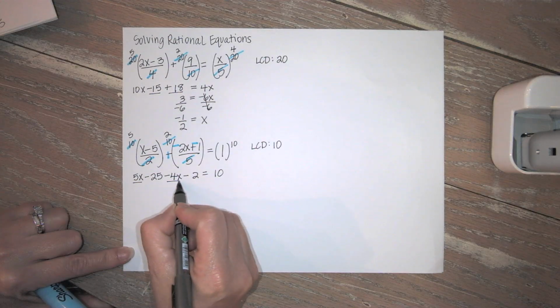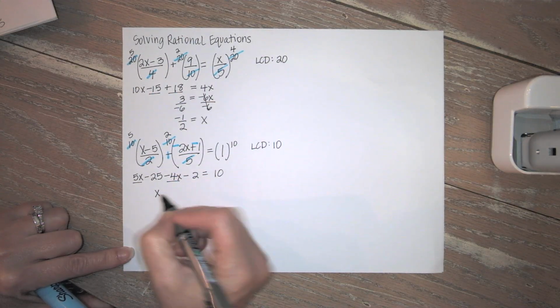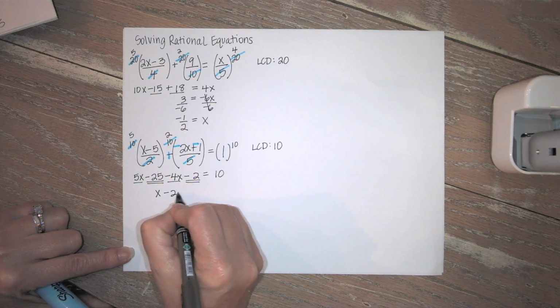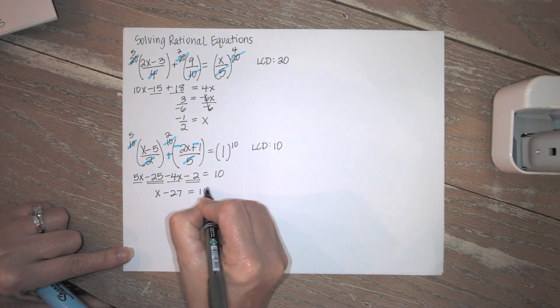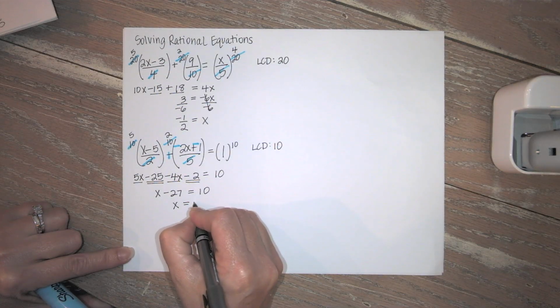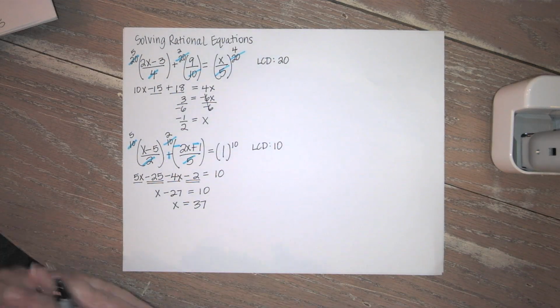Now I'm going to combine my like terms. That's going to give me x. Negative 25 and negative 2 is negative 27 equals 10. I'm going to add 27 and I get x is equal to 37.